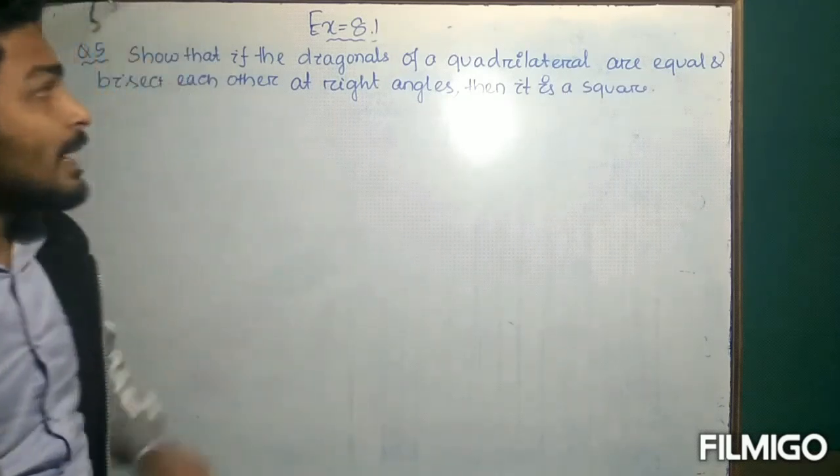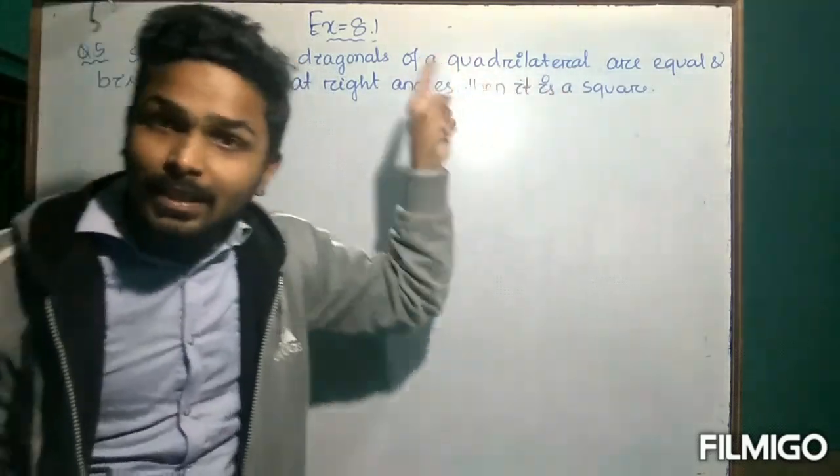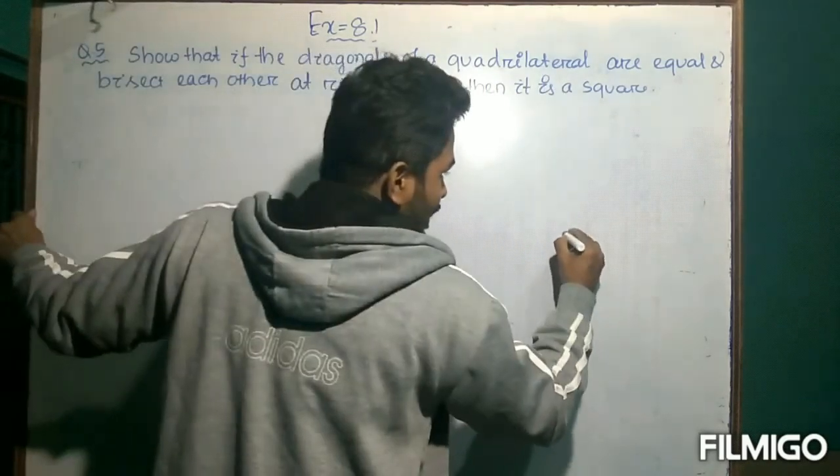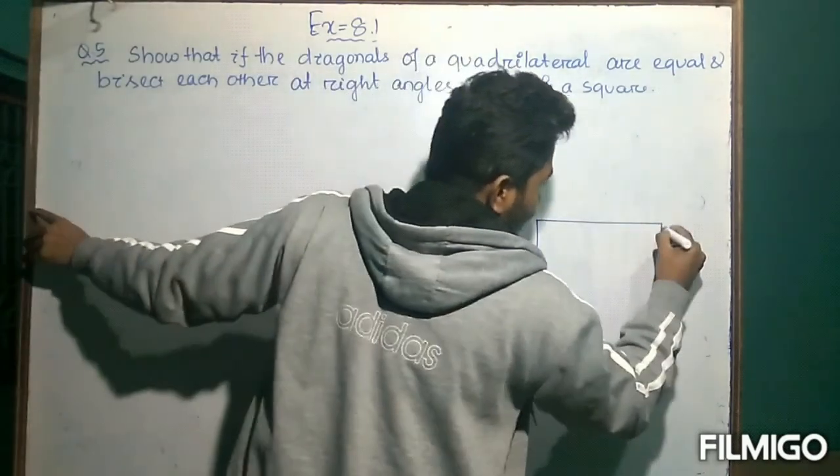But here it is given there is only a quadrilateral. Simply there is a quadrilateral, right? Simply there is a quadrilateral like this. Let's say this is a quadrilateral.